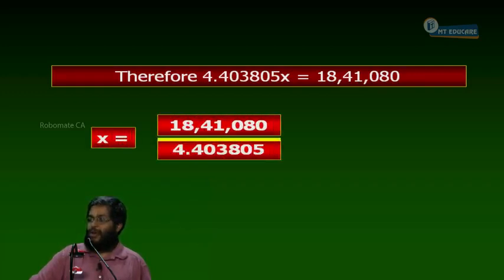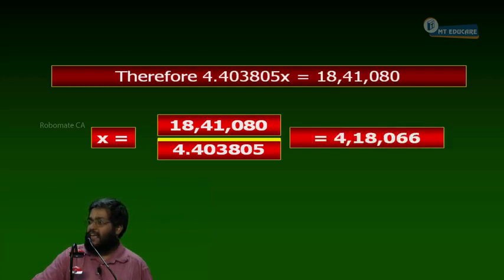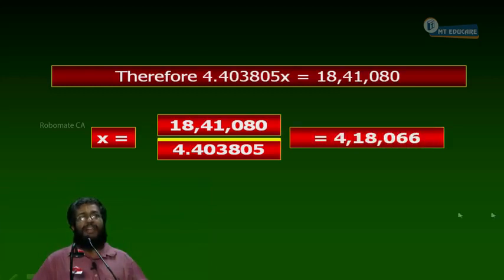Please solve. X is equal to 18,41,080 divided by 4.403805. Can you simplify and tell me what X is here? 418,066. I want an answer.